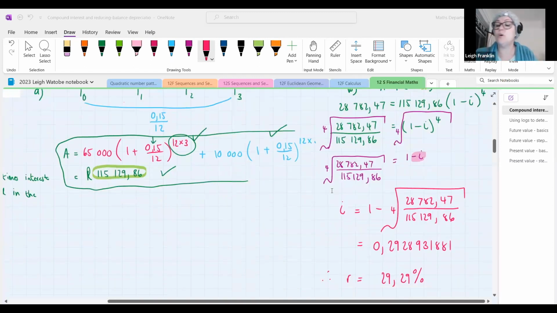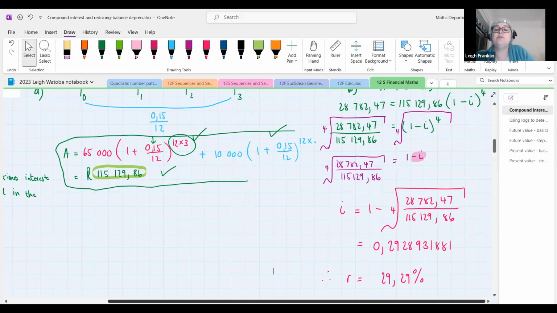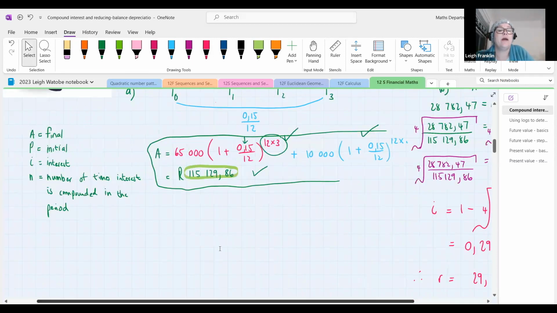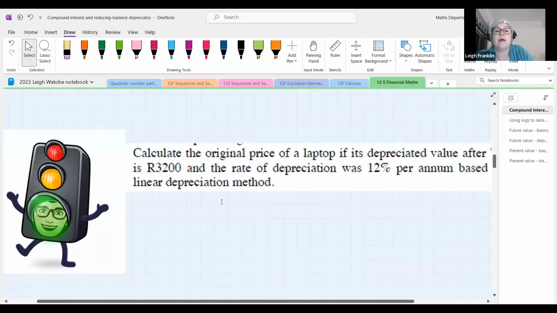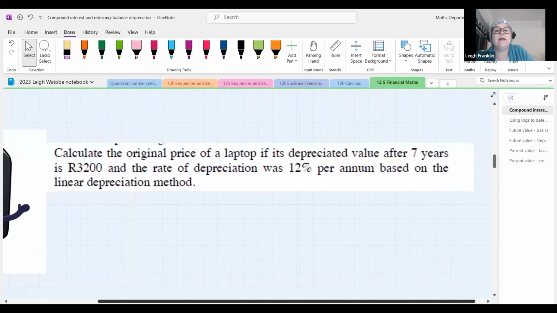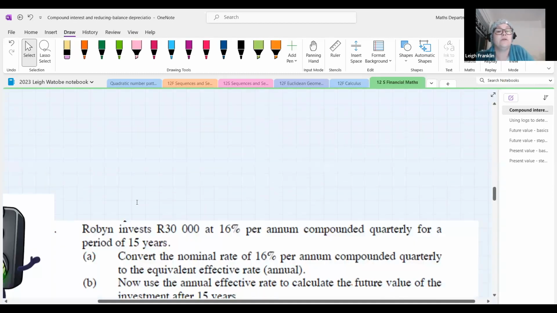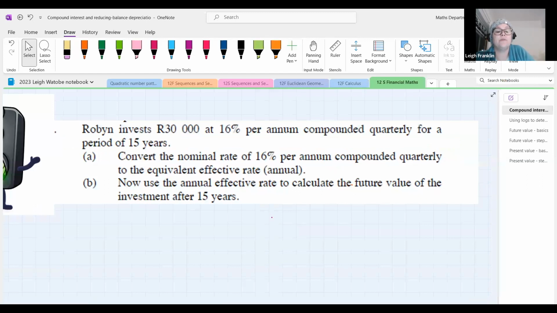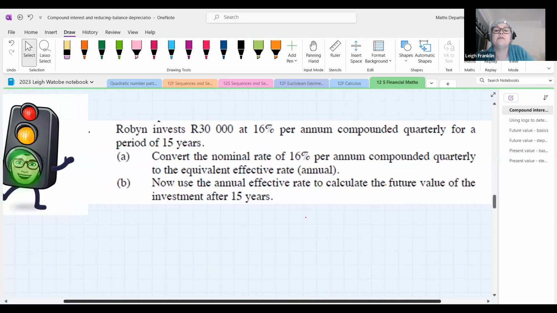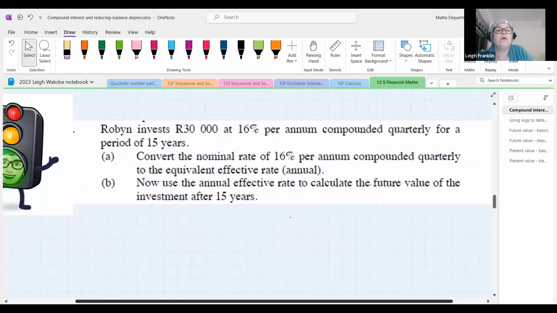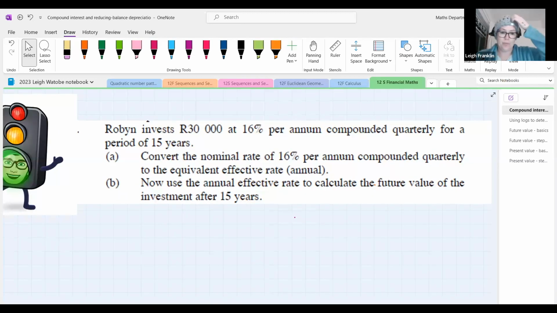Okay, so let's move on, unless there are any last questions, and go and have a look at something else. Here again, let's not do linear depreciation. I'm going to try and find something more exciting. Okay, let's do this.